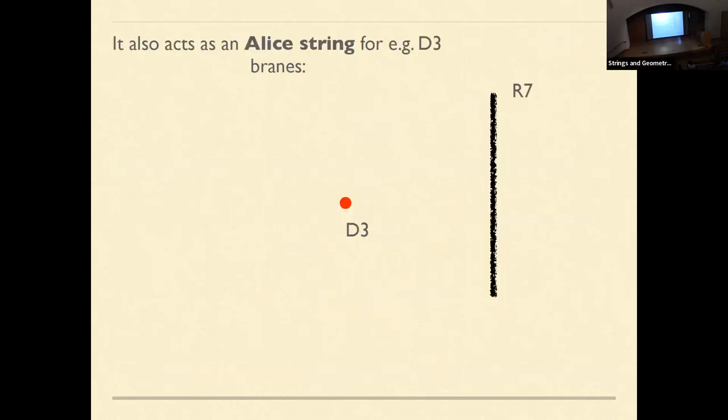The fun thing, the most interesting thing about the R7 brane, is that it acts as an Alice string for D3 branes. Meaning, if you take a D3 brane around the R7 brane, it comes back as an anti-D3.